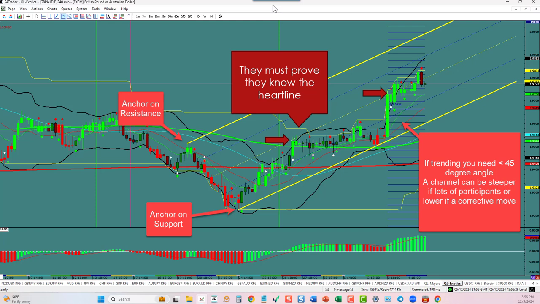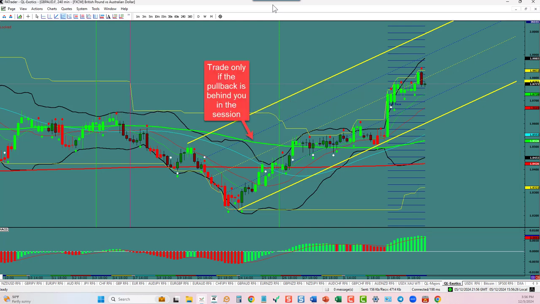See, most traders don't realize there are always two parts to a channel or a trend. There's the lower part to the heart line, and there's the other part above the heart line, all right? So most traders will just put a channel across the tops of these, and they think they've got the trend of the channel, and the reality is they only got the heart line. All right, now you trade only if the pullback is behind you in the session, okay?